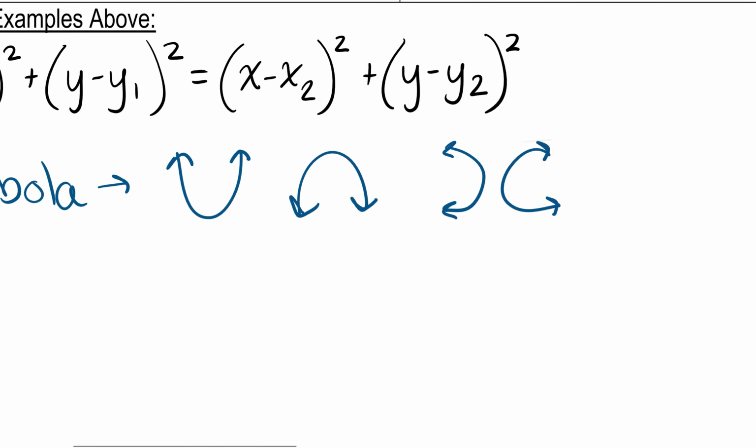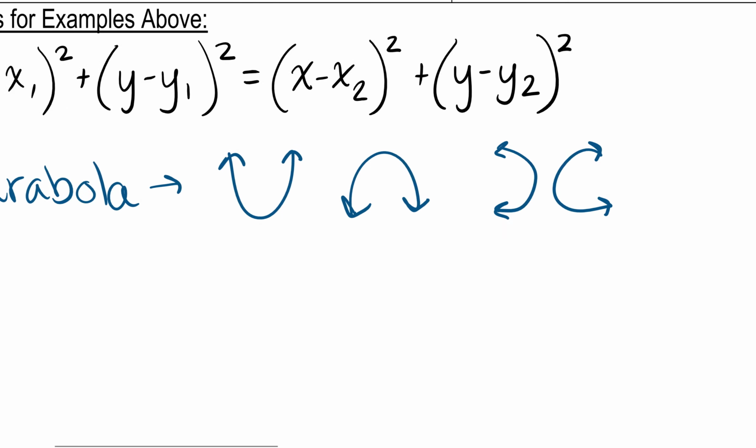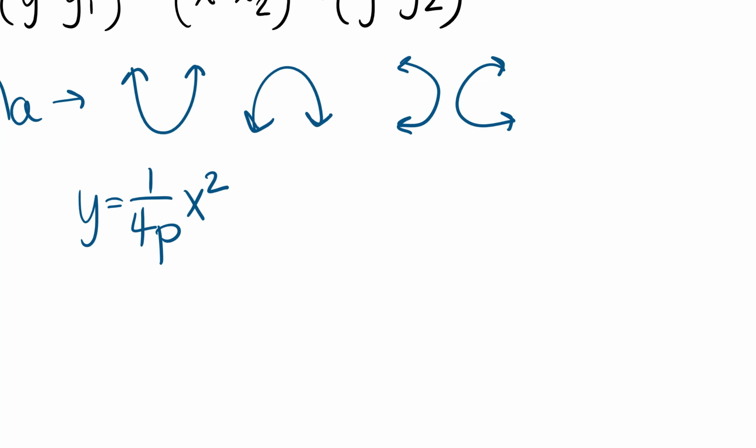So there are 4 types of parabolas that we can now have. Now the equations for these: for my up and down, I can do y equals 1 over 4p x squared, and my left and right would get me x equals 1 over 4p y squared. So the x and the y now flip. You have to be careful. If I go up or down, I'm y equals. If I go left or right, I would be x equals.